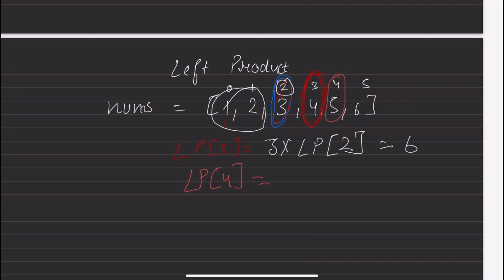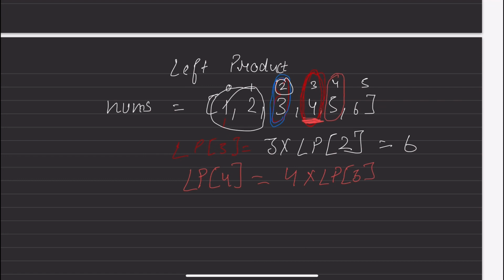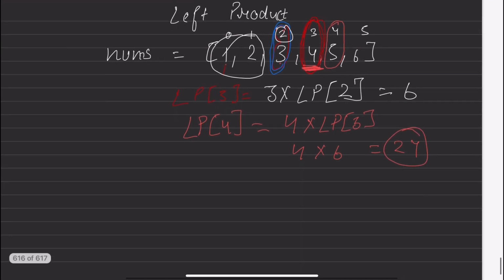So I already know the left product of 3. I just have to multiply the number at index 3 with the left product of 3. So it is 4 into the left product of 3, which is 4 into 6, 24. So if I go 1 into 2, 2, 2 into 3, 6, 6 into 4, 24. Easy peasy. So we know the formula of LP now.